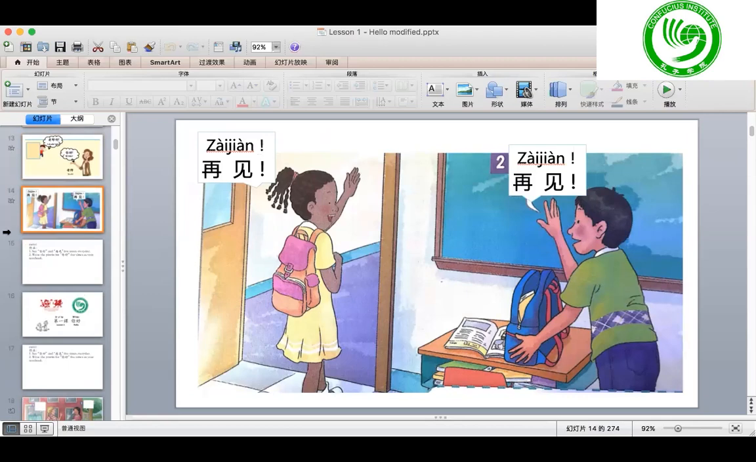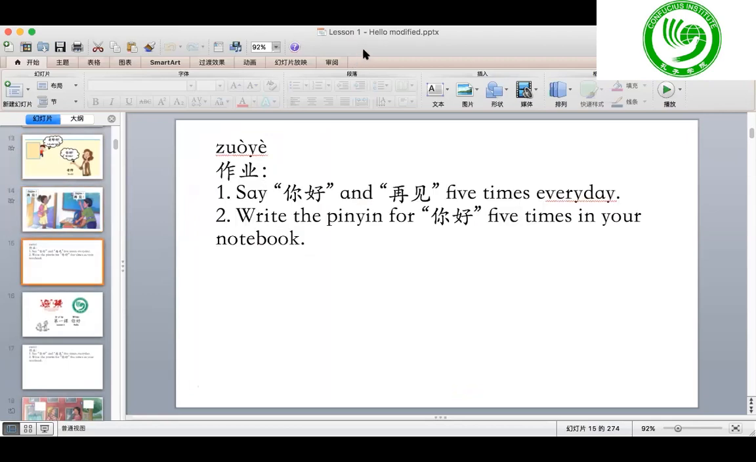很好. And now we have to do some homework for today. So here is the homework for today. The first one, say 你好 and 再见. Hello and goodbye 5 times every day. You can say hello and goodbye to your mom and daddy and your siblings. And then please write the pinyin for 你好 5 times in your notebook.